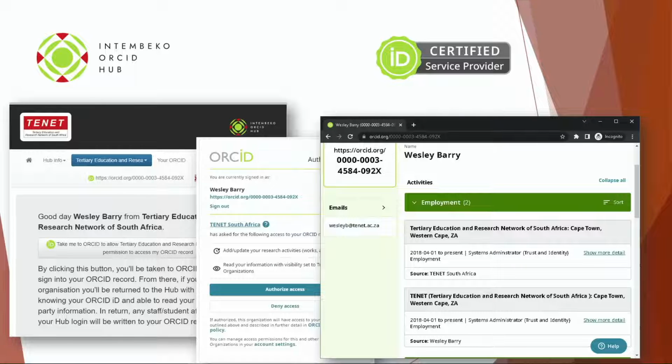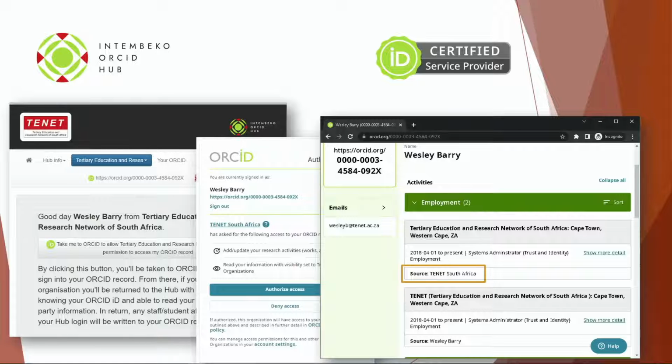And the key thing, if you look at the left of that slide, is that there are 2 employment records there in his ORCID ID. And the first one shows at the bottom the source as Wesley Barry. He provided that information himself. But the one at the top shows the source as Tenet. And that's what the Federation Hub has really allowed us to do, is to provide trusted information back into ORCID records based on the fact that we know where people are from and we know something about them.